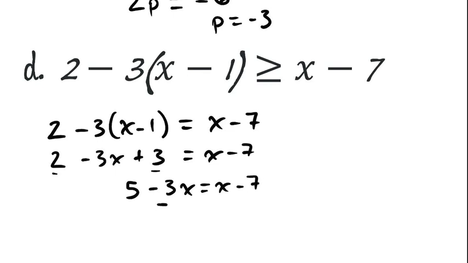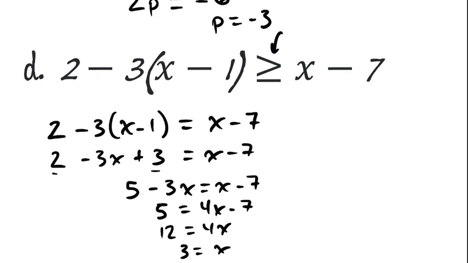Adding 3x to both sides, we get that 5 is 4x minus 7. Adding 7 to each side, we get that 12 is 4x, and dividing by 4, we get that our boundary location is at 3. This is greater than or equal to, so we know that our boundary is going to be solid. Here's 0, and here's 1, 2, and 3. A solid boundary at 3, and then I test.